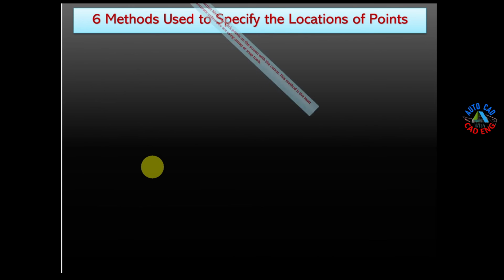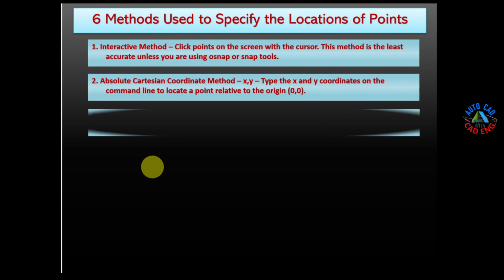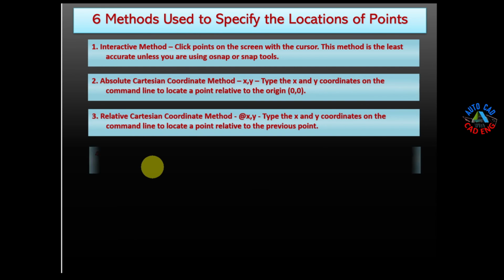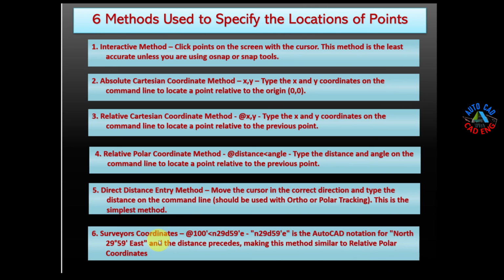So these are the 6 methods which we use whenever we are going to draw anything by marking up or clicking a point on the AutoCAD screen. Hopefully this was helpful and you learned a lot. You can practice this with the same example.